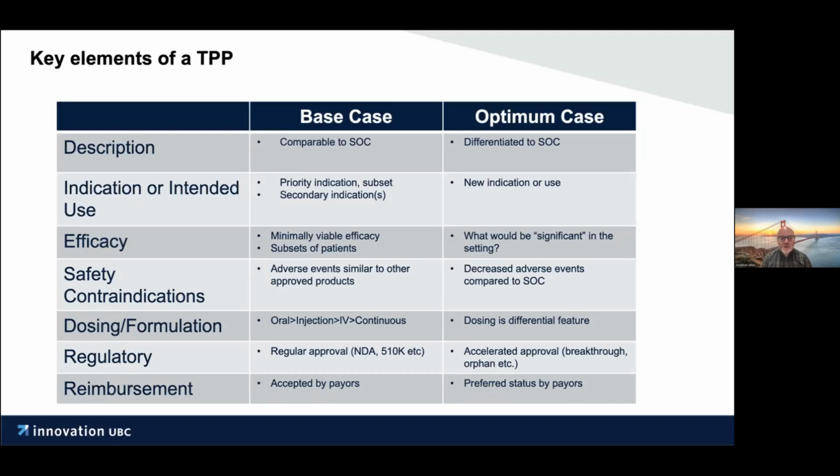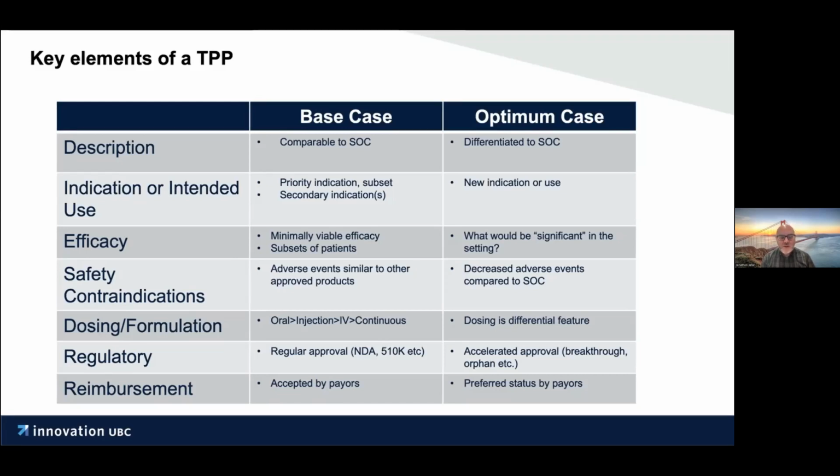And then safety contraindications, that's another area of potential differentiation. At minimum, your adverse events should be similar to approved products. But I know that many of you are working on one of the interesting things about nanomedicines, that they are potentially better tolerated. And there's a number of examples, such as Abraxane, other compounds that have been improved through better formulations in nanomedicines. And by decreasing adverse events, you're going to get better uptake and less patients that are dropping off treatment. In terms of dosing and formulation, that's something that's also a differentiation.